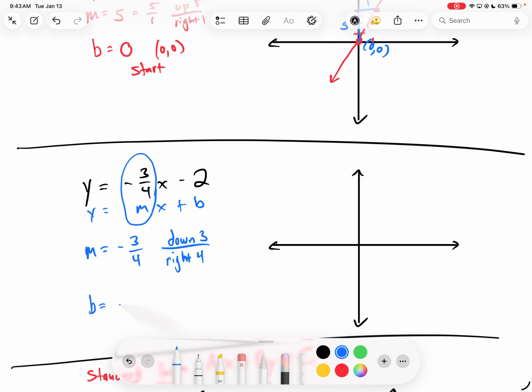My y-intercept would be negative 2, so we are going to start at (0, negative 2). Because that is a y, so that's where it crosses the y-axis. So I start at negative 2, and then I do what my slope says. My slope says down 3, so I go down 3 from here and to the right 4. So down 3 to the right 4. And then once I get 2 points, I can graph that. So I started at (0, negative 2). I went down 3 to the right 4.